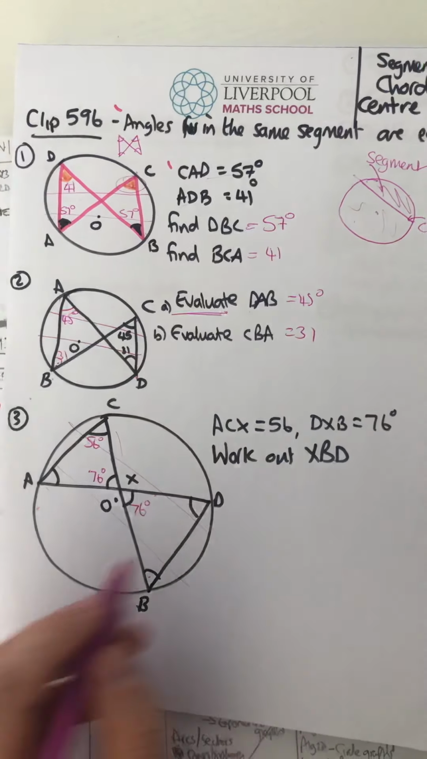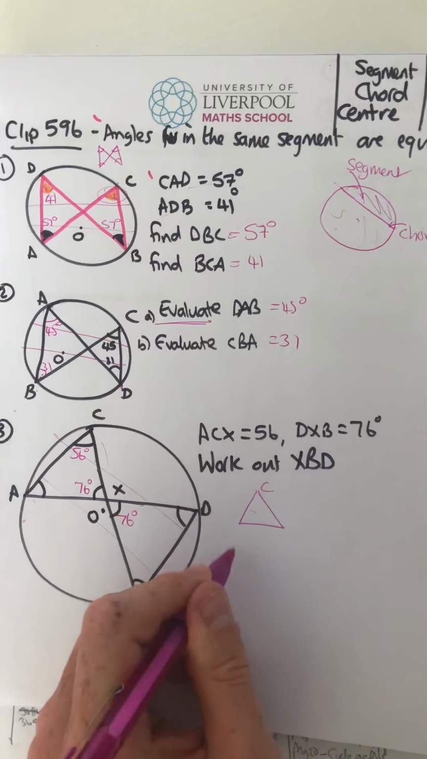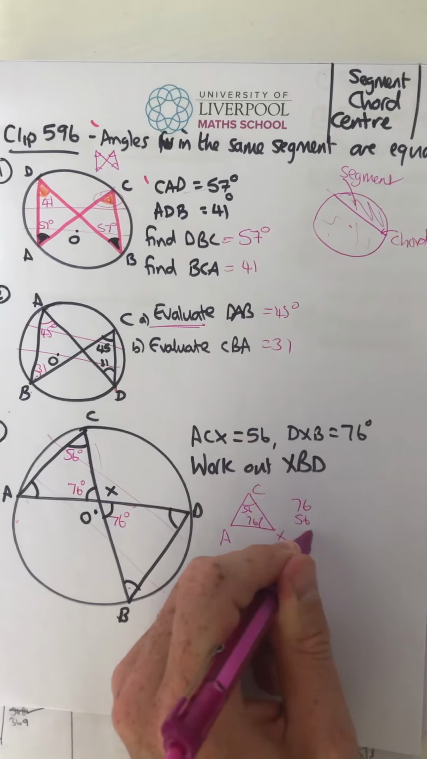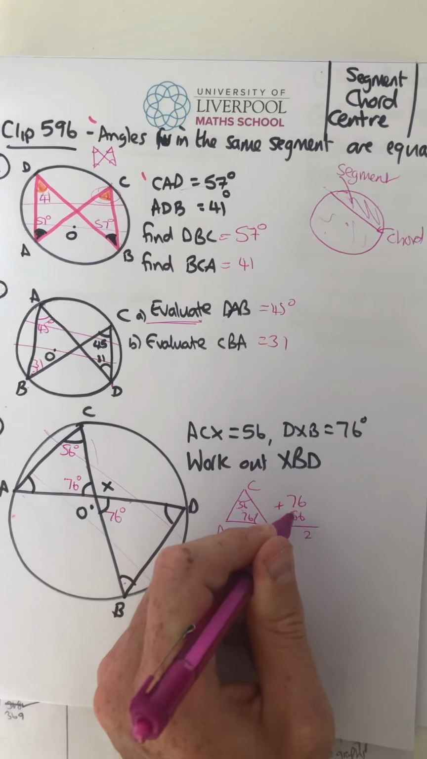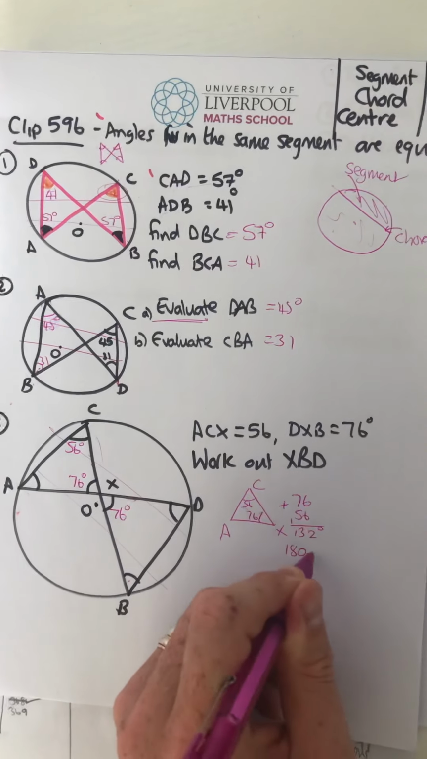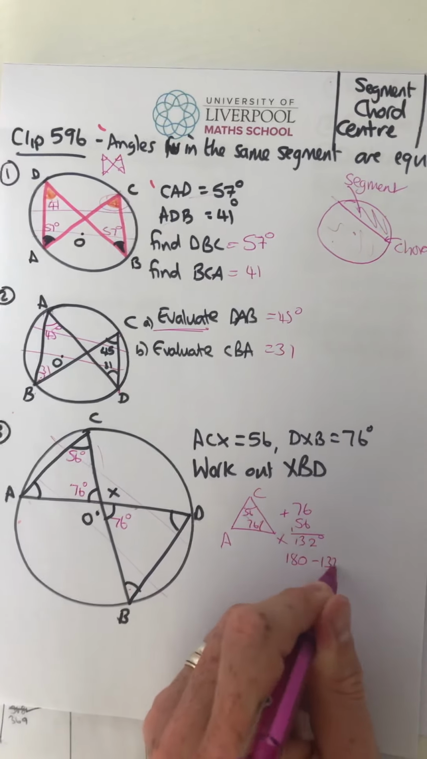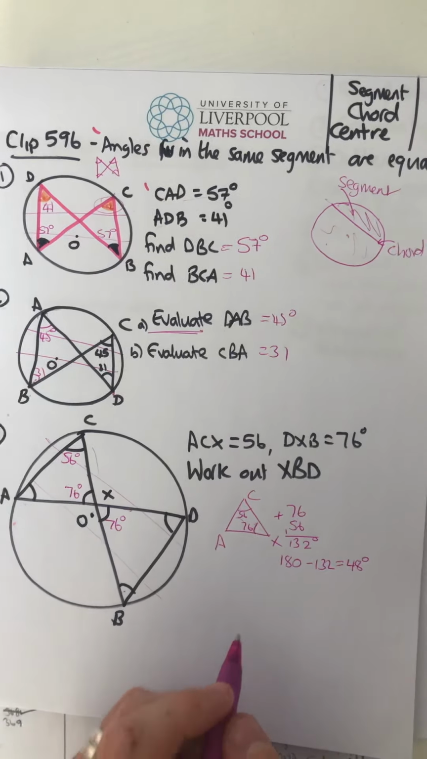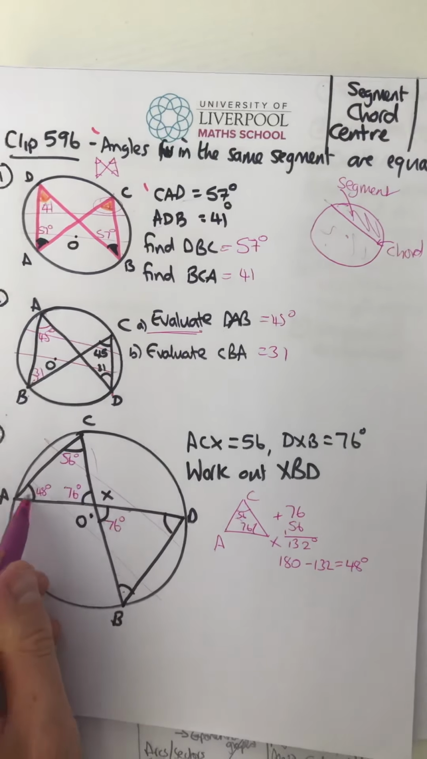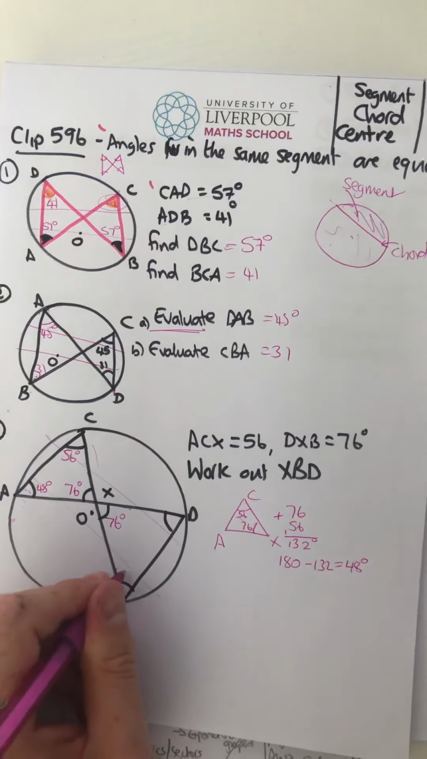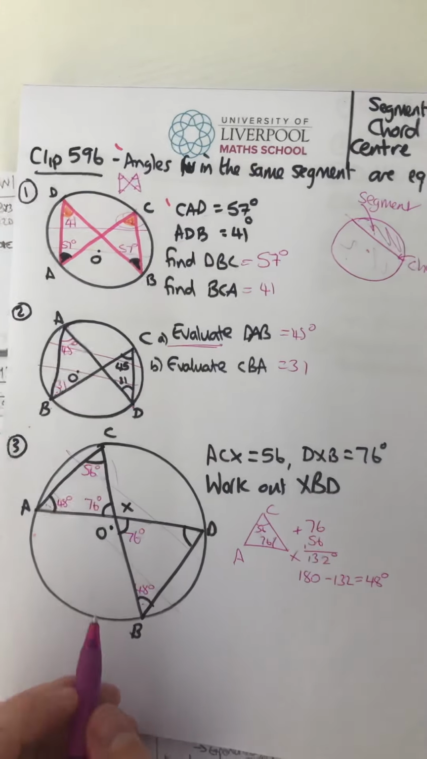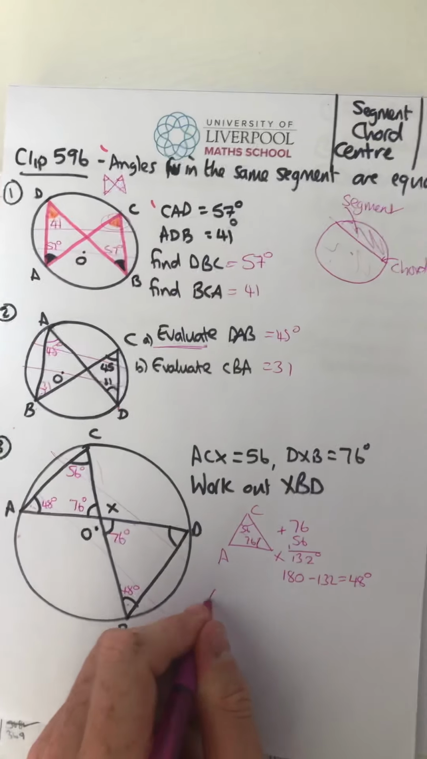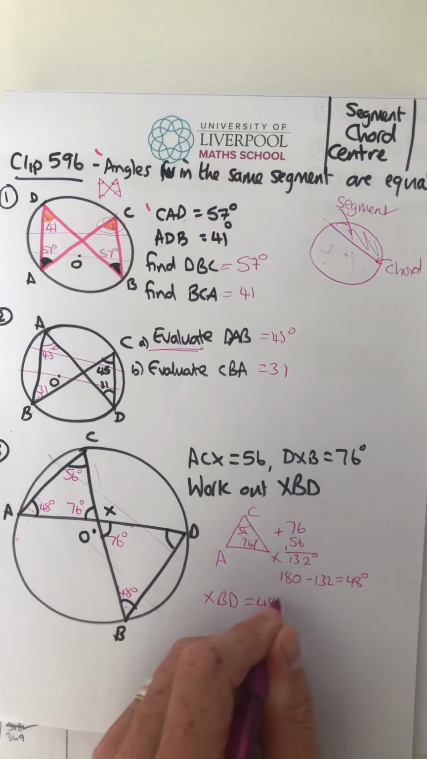And then you know you've got a triangle, which looks like that. That's 76, that's 56. 76 plus 56 is 132. Take it away from 180 is 48. So that means this one's 48 degrees. These 2 will also be 48 because the angles in the same segment are equal. XBD, we've just done it. XBD equals 48 degrees, done.